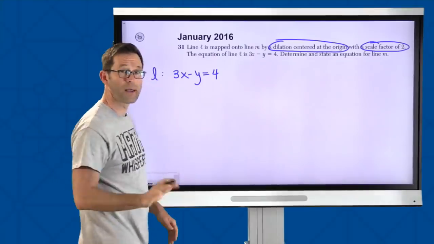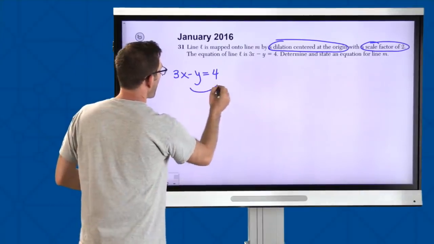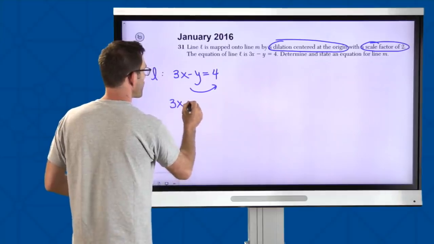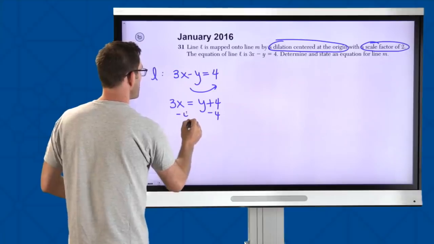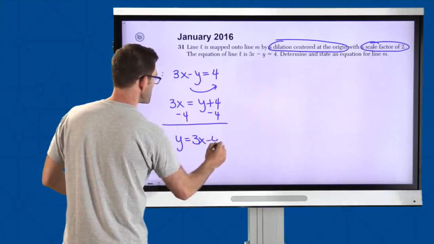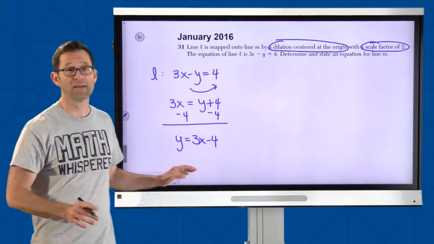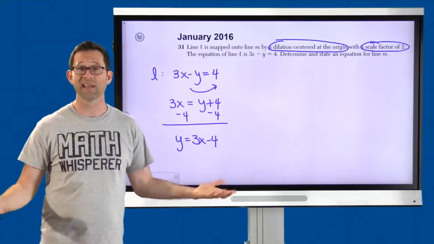I'm going to put this thing in y equals mx plus b form so we can talk about it a little bit more. If I threw the y on this side, it would be 3x is equal to y plus 4. And then if I subtracted the 4 from both sides, I'd get the line y equals 3x minus 4. So I want to be very clear, this isn't my answer in any way, shape, or form. That's just line L written in a way where I can actually get a sense for it.